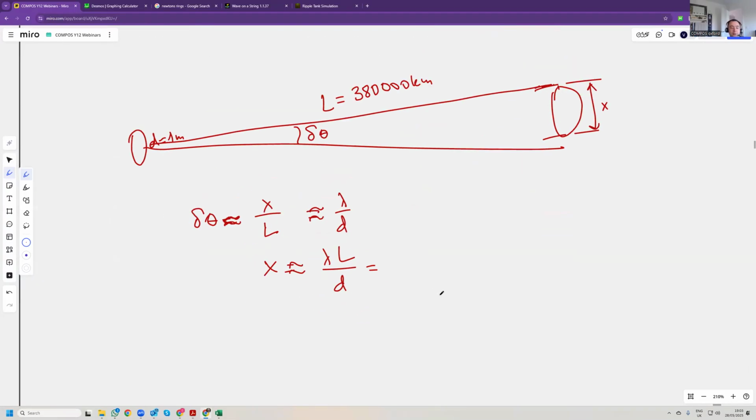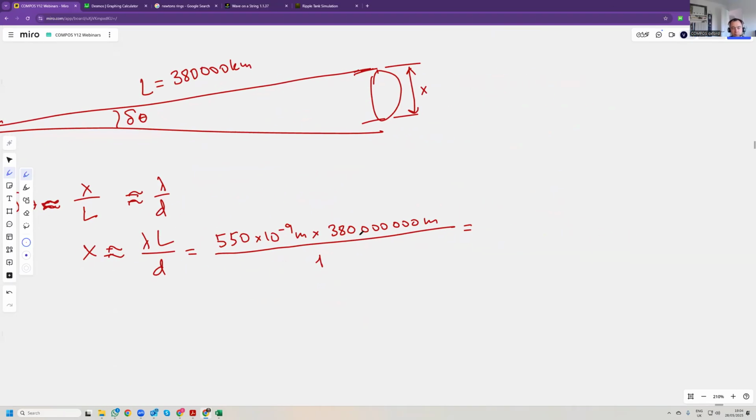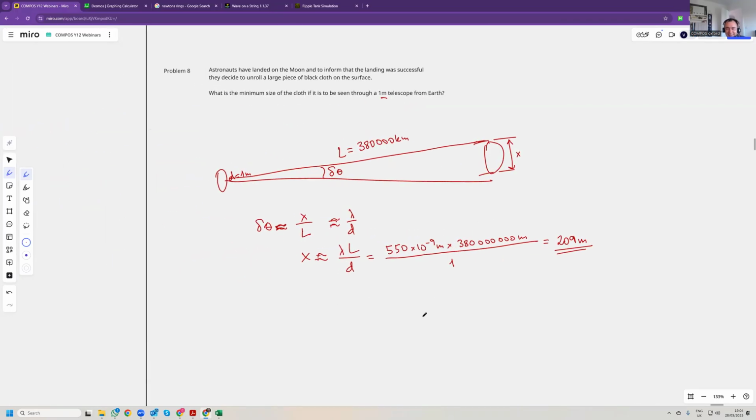Same assumption. Lambda is 550. So 550 times 10 to the minus 9 meters multiplied by 380,000 kilometers, 380 million meters, and divided by d, which is 1 meter. So this is not that big. Well, it is very big, but it doesn't seem it's going to be crazy big. 209 meters in diameter. So I'm assuming it's a chunk of cloth. 209 meters, like 2 football fields.